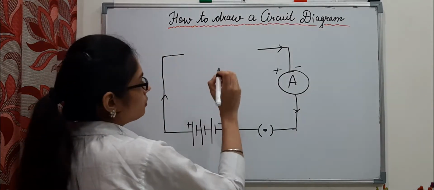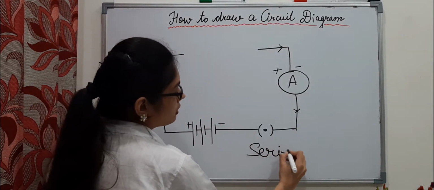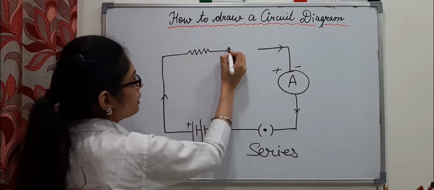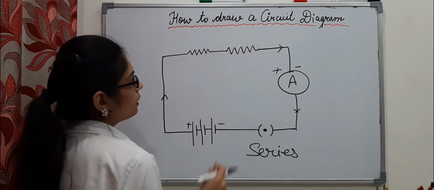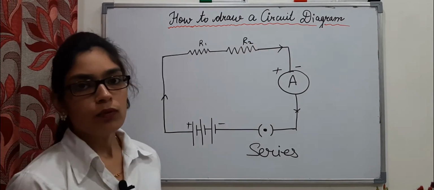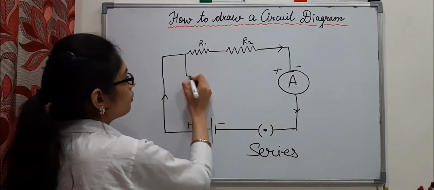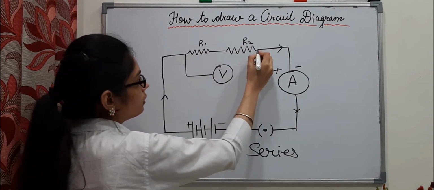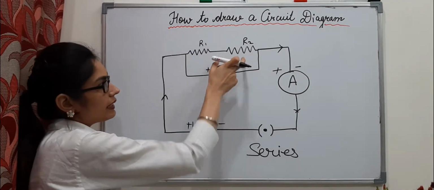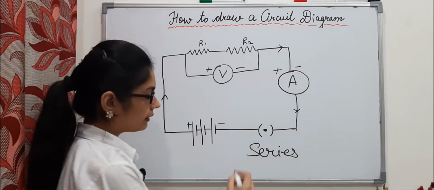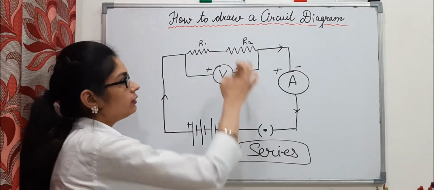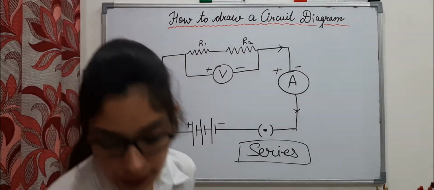And this combination is a series combination of resistances. Series means in line, both the resistances should be in line. See, this is R1, this is R2, and again the voltmeter we have to connect in parallel. So like this you can connect. So this was the case when the resistances are connected in series combination. So let's discuss when the resistances are connected in parallel combination.